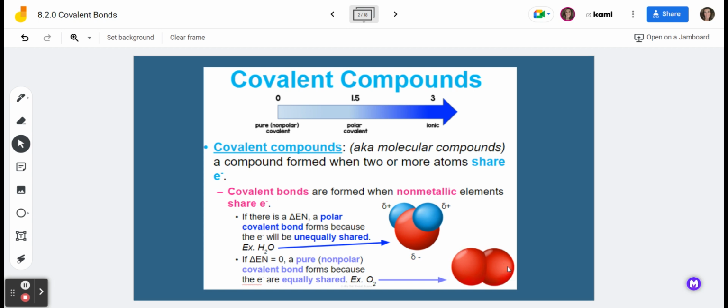This doesn't have any partial charges because we're talking about oxygen. There's 2 of them, so we know that it's equal, and this is a nonpolar molecule. So there's no pull towards one way or the other.